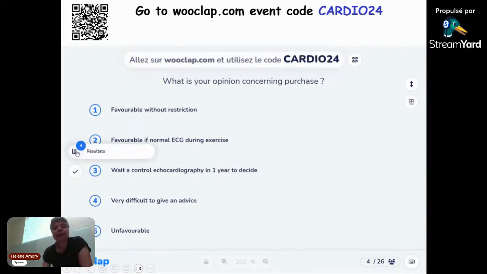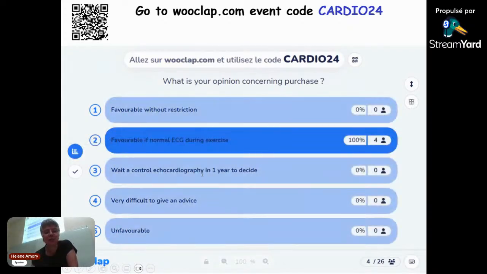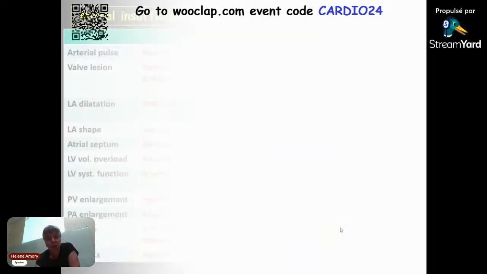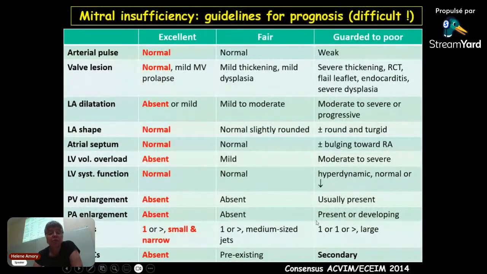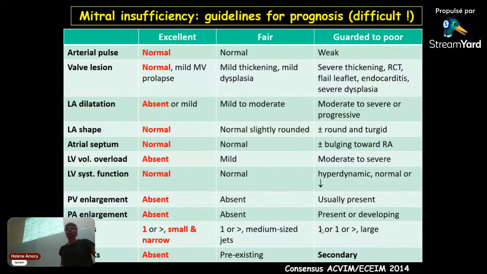Okay, I let you a few more minutes. Of course, the best would be to have the theory, study it, and after we do the clinical case, when we just study it. Difficult to remember everything. Okay, favorable, and you even suggest an ECG during exercise. I am not sure it's essential to do the ECG during exercise. It's always a good idea to do it, but not essential.